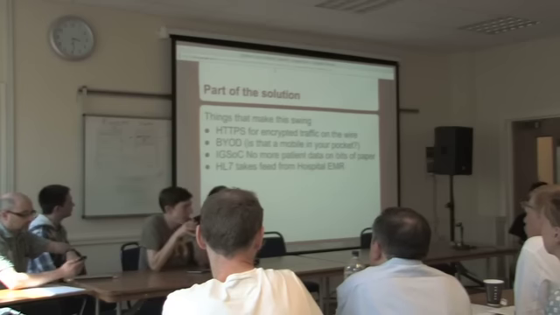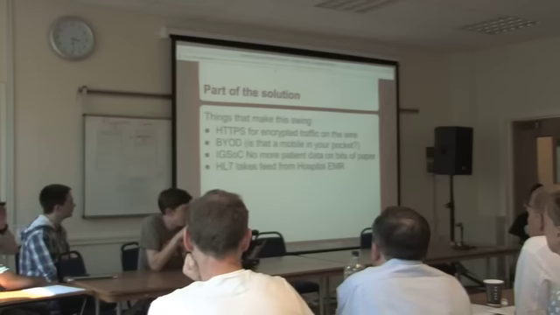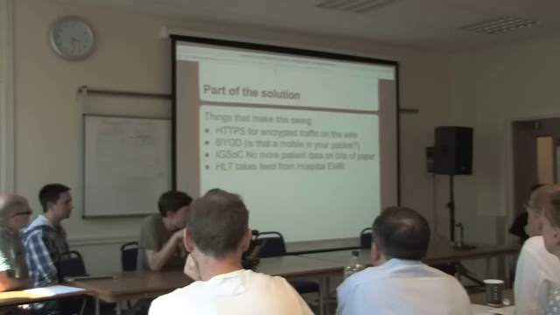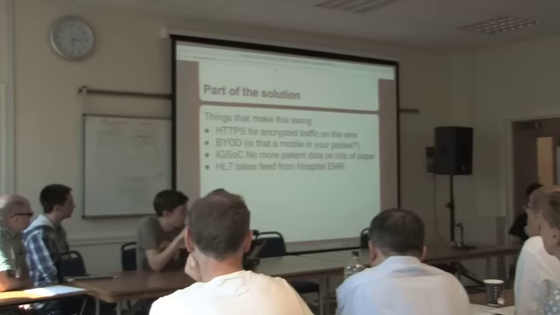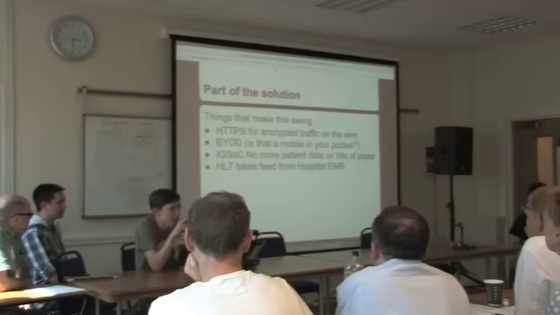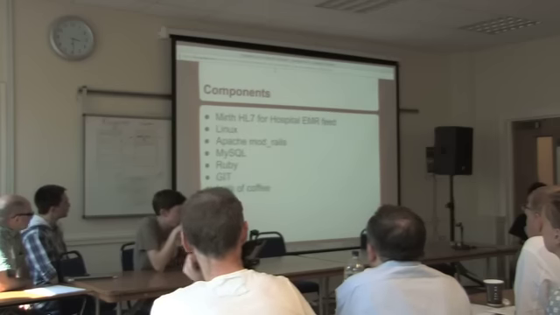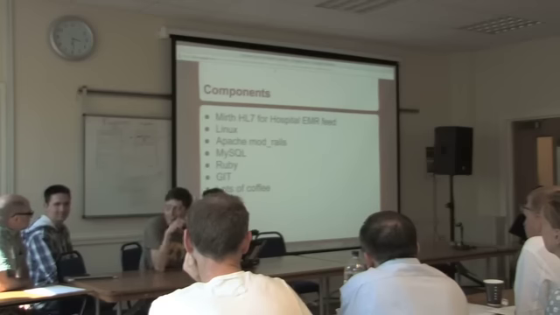So, part of the solution, these are the things that we put together for this. It's encrypted on the wire, and it asks the junior doctor to use their own device. It supports information governance because it's not on pieces of paper, and nothing is stored on the device either, so it all stays within the hospital network. It uses HL7, so it takes a feed from the hospital EMR, and all the data is as it was properly clerked when the patient was booked in. So: HL7, Linux, Mod Rails, MySQL, Ruby, Git, Coffee.